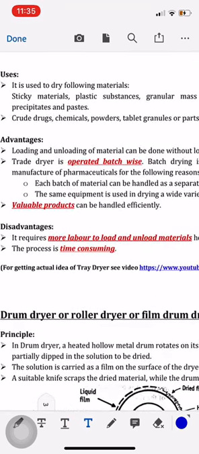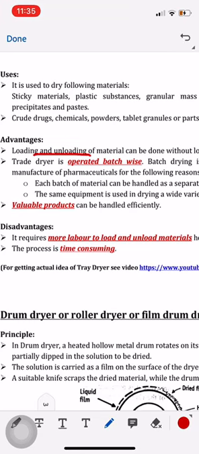If we talk about advantages of hot air oven, then loading and unloading of material is very easy. You can load material, you can take out trays, you can have a proper drying process, and then you can unload them. So it is very easy. Then it is operated batch wise. So when you operate it batch wise, it is very easy to use in the manufacturing process of pharmaceuticals, right? How is it very easy?